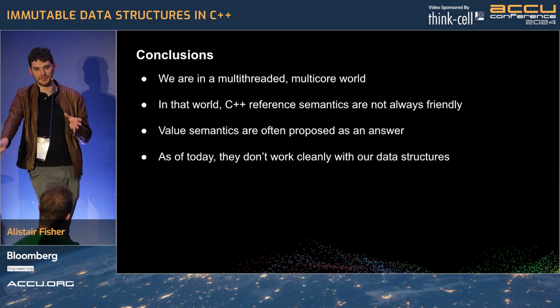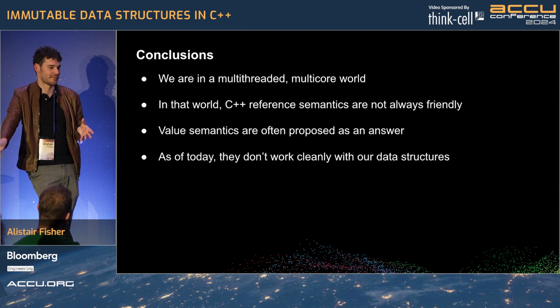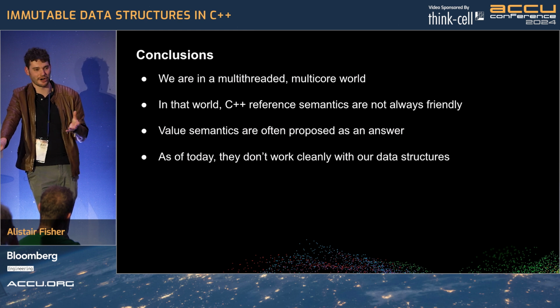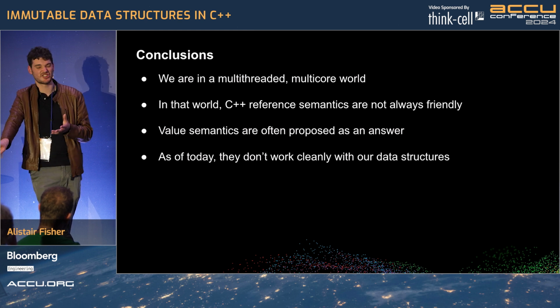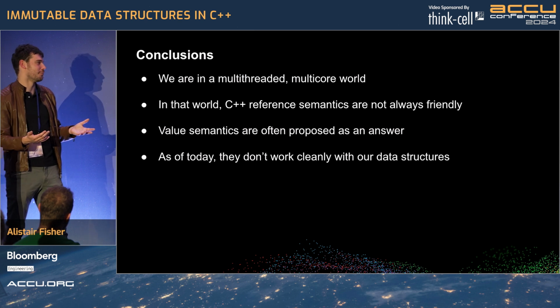As of today, the data structures we have natively in C++ in particular don't work particularly well with value semantics. Copying vectors is extremely expensive and cumbersome. Passing vectors by reference or by value, sure, it helps you with your race conditions, sure, it helps you with aliasing. You have a lot of other problems on the side.